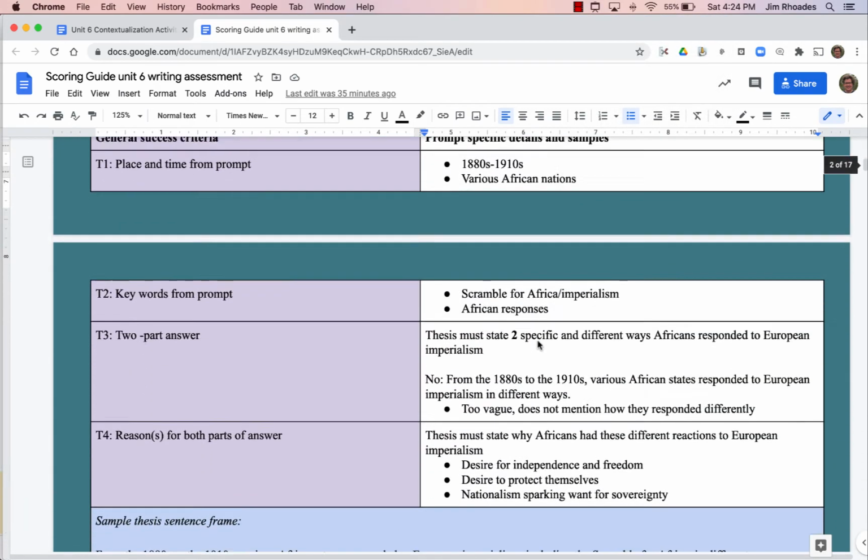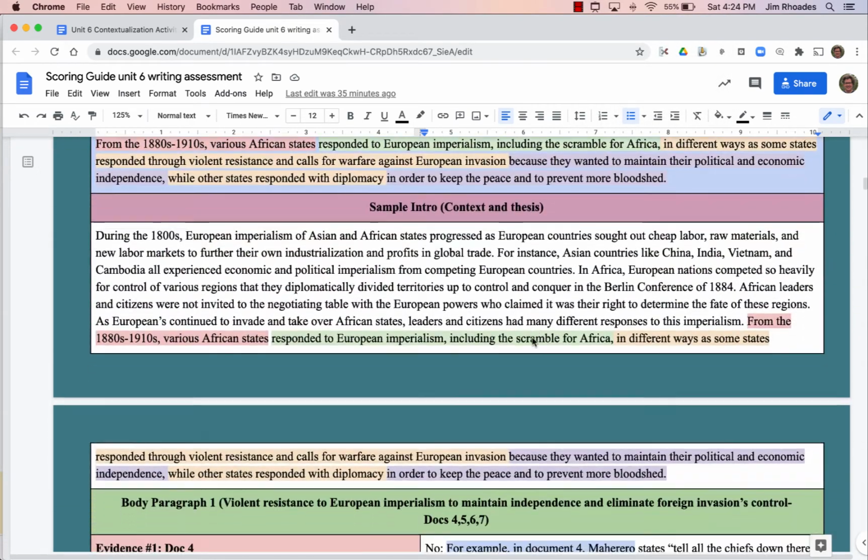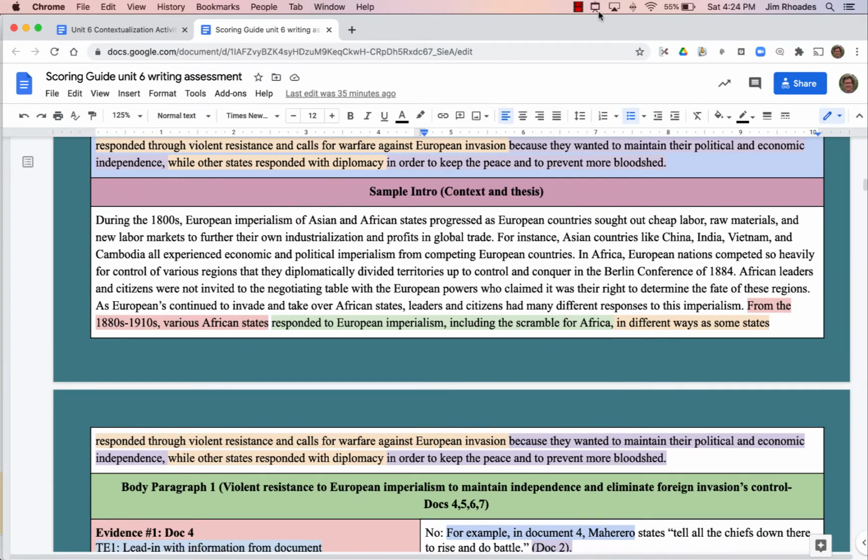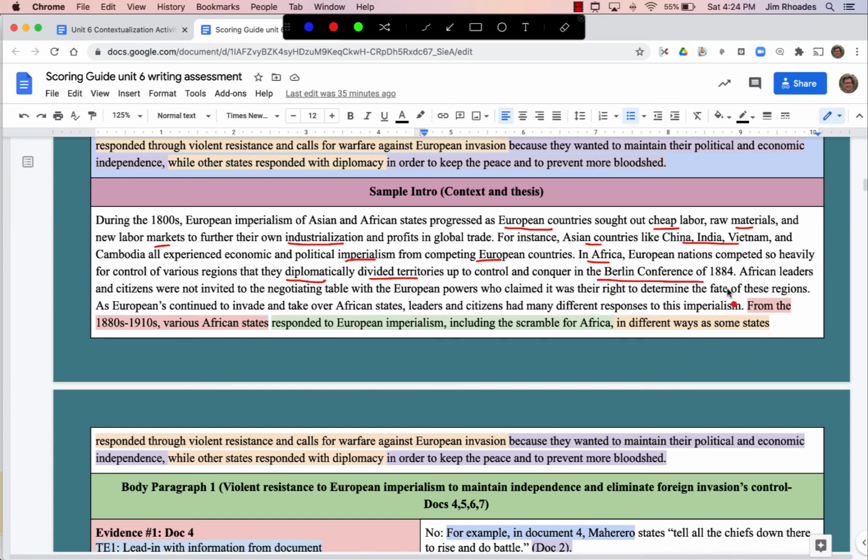So now I'll pop down here and look at the sample context, and I can see my background. It says European countries sought cheap labor, raw materials, and new labor markets to further their own industrialization and profits. I put some examples. Asian countries like China, India, Vietnam, and Cambodia experienced imperialism from European countries. I will go over to Africa, that they competed and they diplomatically divided territories up to control them in the Berlin Conference. So that's all my details. That's C1 in the success criteria.